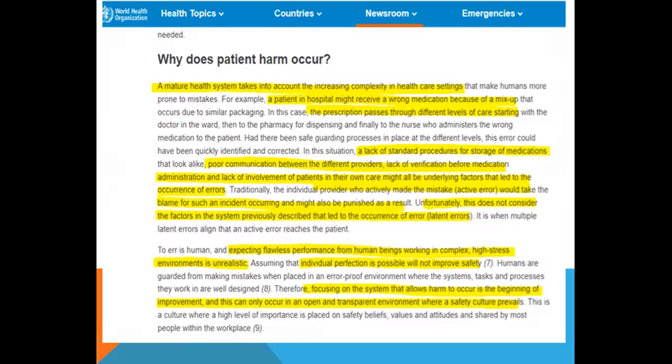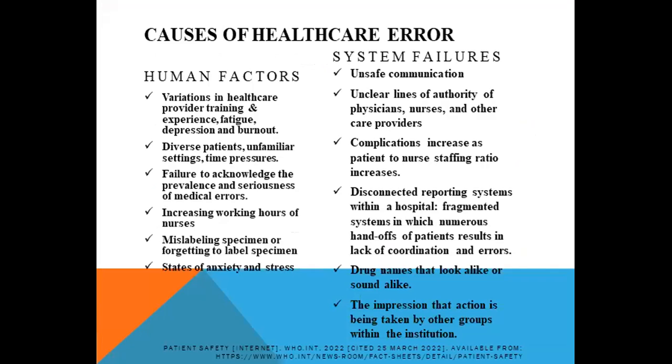Why does this harm occur? According to WHO, a mature health system takes into account the increasing complexity in healthcare settings. A patient in a hospital might receive a wrong medication because there are prescriptions at different levels of healthcare. There is a lack of standard operating procedures, poor communication, and flawed performance at various human levels.